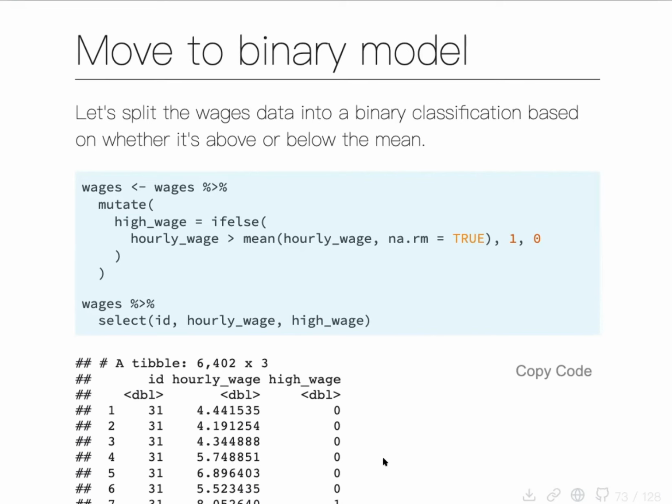So I'm going to say the high wage is if their hourly wage is greater than the overall mean of wages. Okay, so here's high wage, and I say ifelse hourly wage is greater than the mean of hourly wage, removing missing data. If that is true, then it's going to be 1. Otherwise, it's going to be 0. Okay, so then I say wages, select ID, hourly wage, and high wage. You don't have to do this part. This is just for the slides, but you can see for this ID, this person was not in the high wage category until they got to 8, and then they were in the high wage category. Okay?